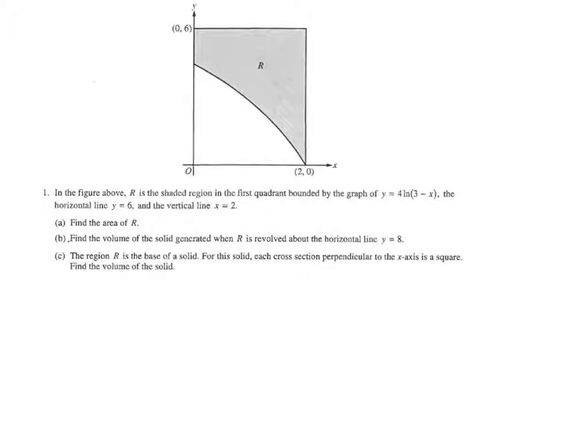Here is problem number one. In this one, you're given a graph, has the area, the region R right here, which is what you're going to be working with. And you're told that it's in the first quadrant, and it's being bounded by the graph of y equals 4 ln of 3 minus x, y equals 6, and x equals 2.